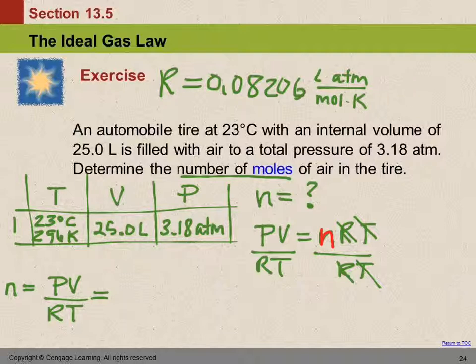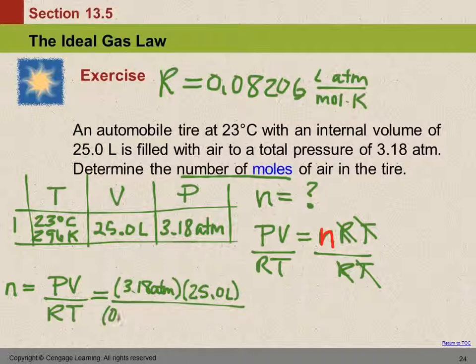So here's our pressure, 3.18 atmospheres. Our volume is 25 liters. Down in the bottom we have R, 0.08206 liter atmospheres per mole Kelvin. And the temperature, we're going to use the Kelvin temperature, 296 K.